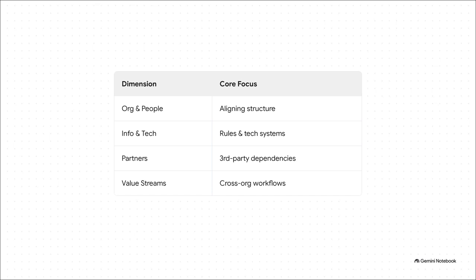Organizations and people ensures you've got the right corporate structure and skilled talent in place. Information and technology governs your vital data and tech systems. Partners and suppliers is all about managing those tricky external dependencies. And finally, value streams and processes involves designing your cross-team workflows. If you neglect even one of these legs, the chair tips over, and your value creation will inevitably collapse.